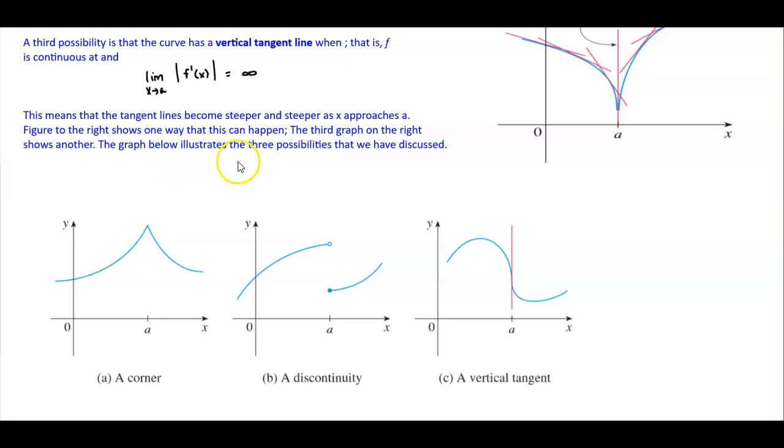Now, the graph below illustrates the other possibilities that we have discussed. We know that if we have a corner, we have a discontinuity where it jumps, and then also we have a vertical tangent.